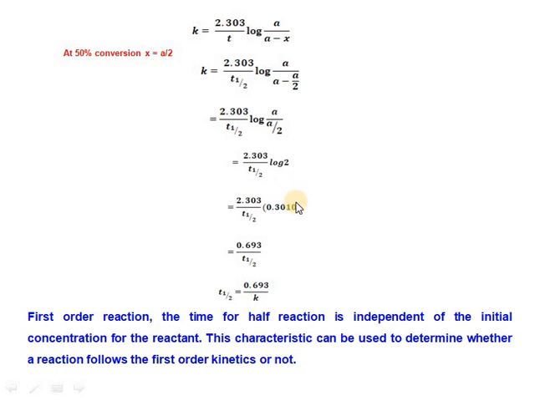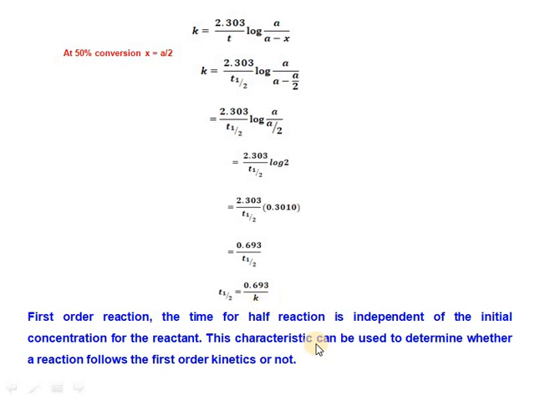Put this log 2 here, 0.3010. By calculation, 2.303 into 0.3010 is 0.693 upon T half. And therefore, by cross multiplication, this T half is equal to 0.693 upon K.